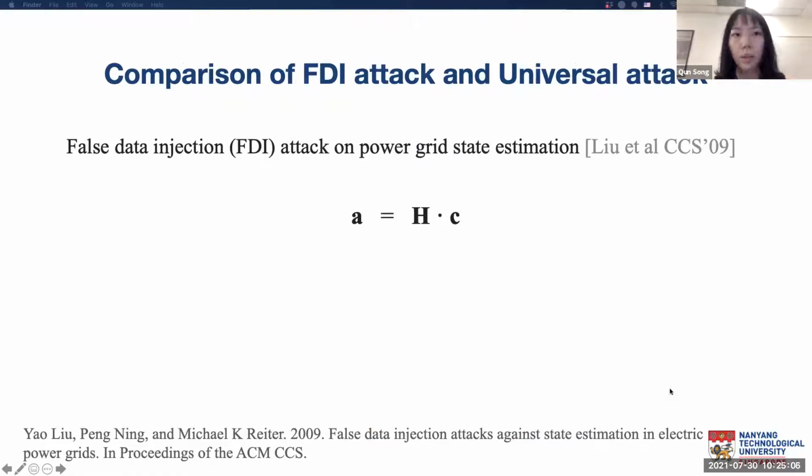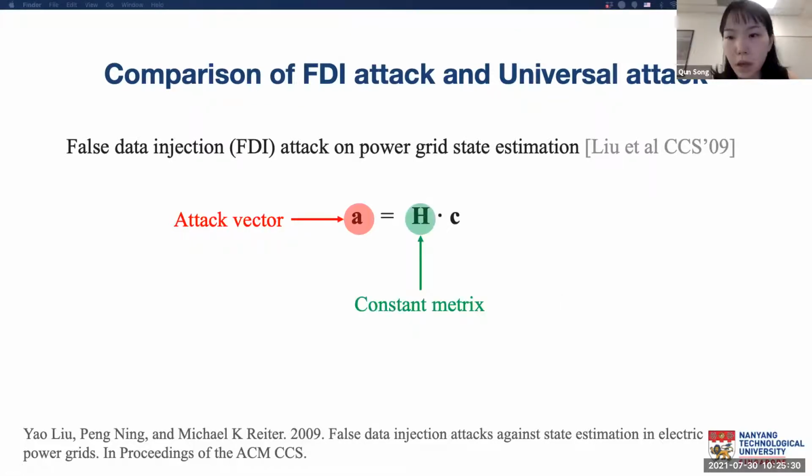And during our study, we observed that universal adversarial examples have the same credibility as the widely studied false data injection attack against power grid state estimation. This is the formulation for the FDI attack vector. Here, A is the FDI attack vector, H is a constant matrix for state estimation determined by the power grid topology and the line impedance, and C is an arbitrary vector.